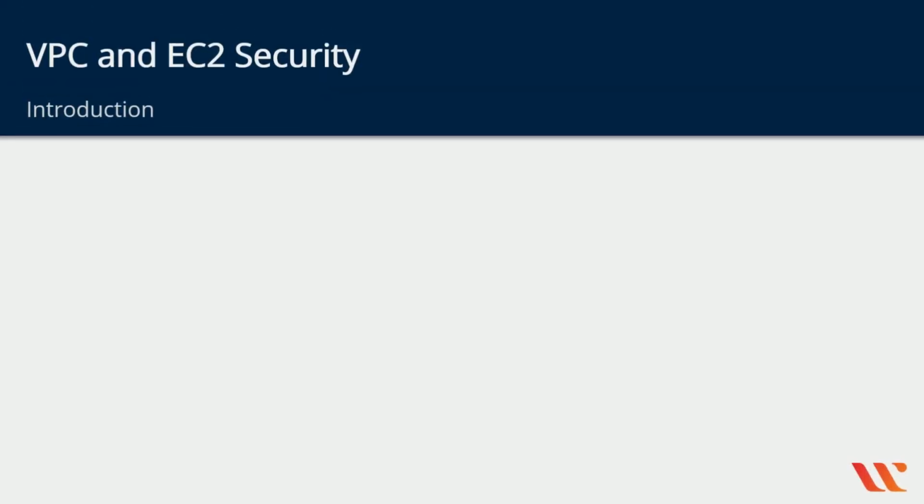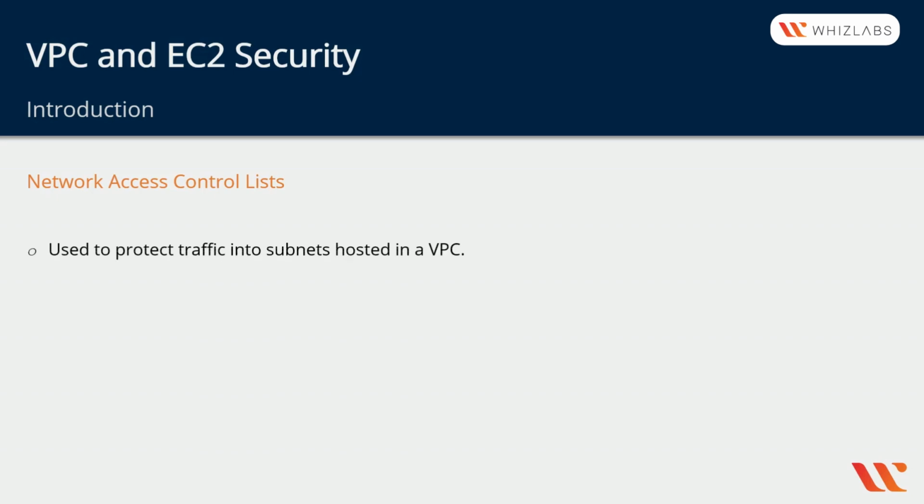Let's look at VPC and EC2 security. Now, when it comes to security for your VPC, you have something known as network access control lists. These are lists that can be used to protect the traffic that flows into and out of subnets hosted in a VPC. So this gives you an extra layer of security at the subnet or at the network level.